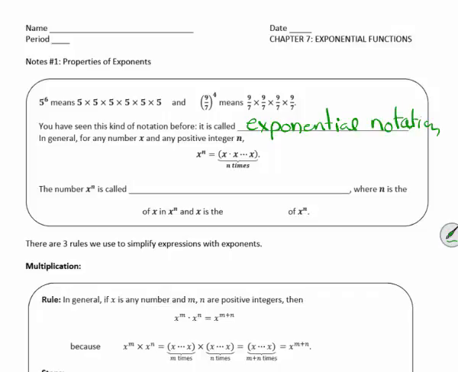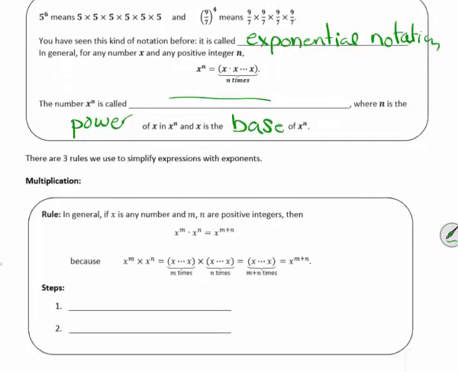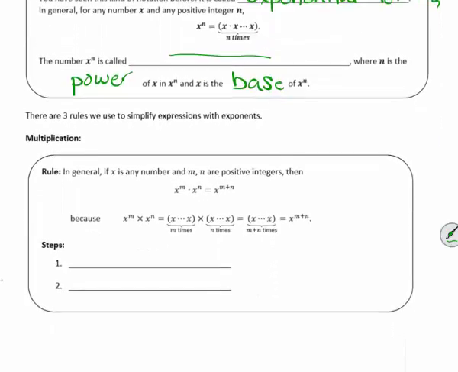Where x to the n is called, where n is the blank of x in n. All right, so x is the base, and n is what's called the power. I don't know what's supposed to be here, so we'll just put a line. All right, we have 3 different rules that we can take when we're multiplying, dividing, or raising a power to a power. So in general, these are our multiplication rules.